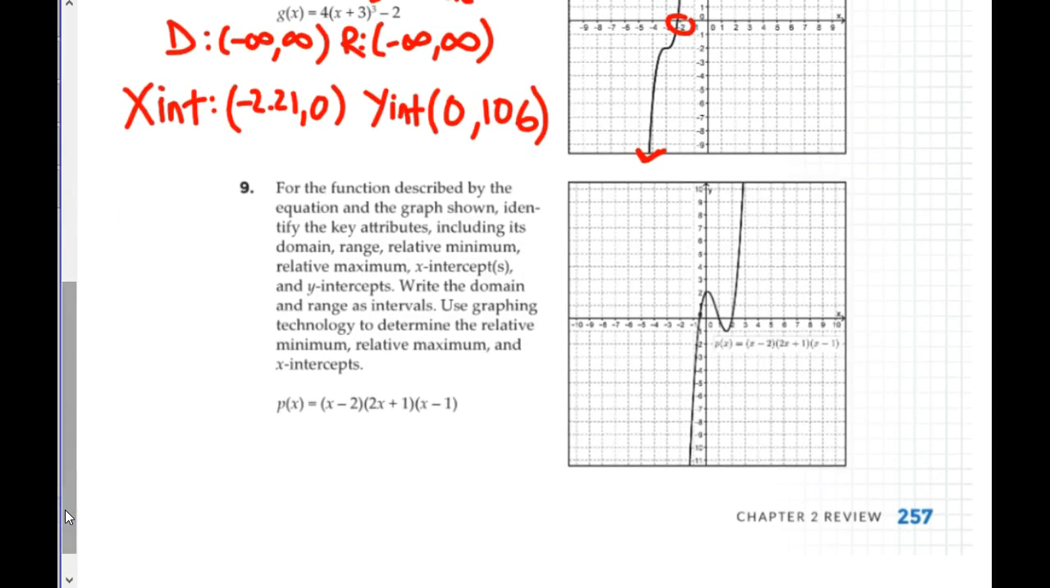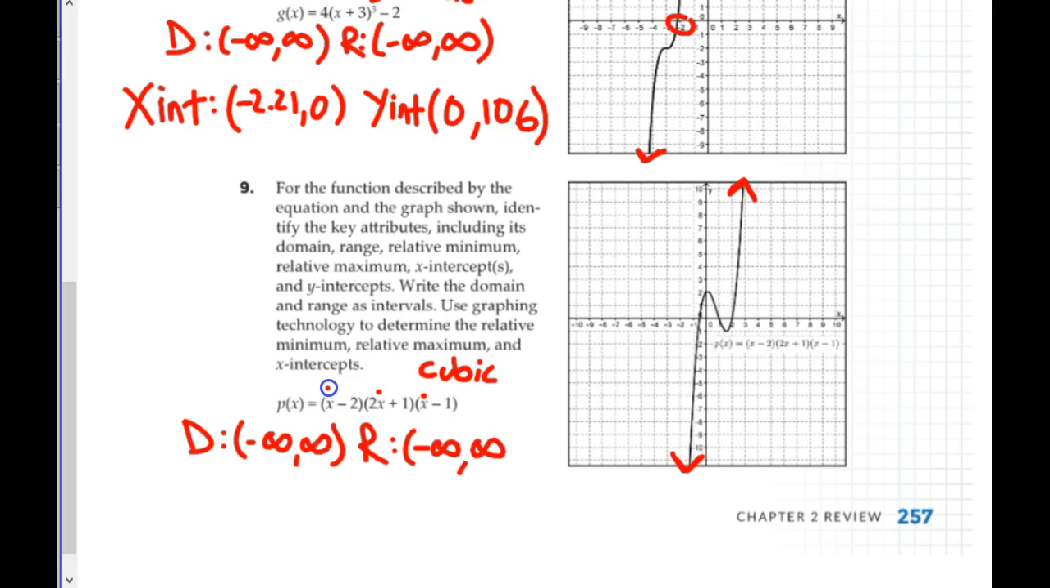Alright, so this function. Now how many x's are there? 1, 2, 3. That's still cubic, even though you don't see the little 3. If there's 3 x's, that's like a third power x. Key attributes, including its domain and range. So again, just like the last one, forever to the left, forever to the right, forever down, forever up. So domain is negative infinity to positive infinity. Range is from negative infinity to positive infinity.